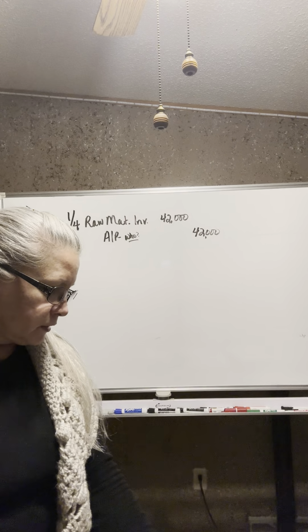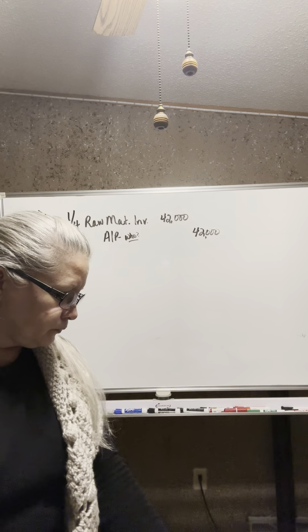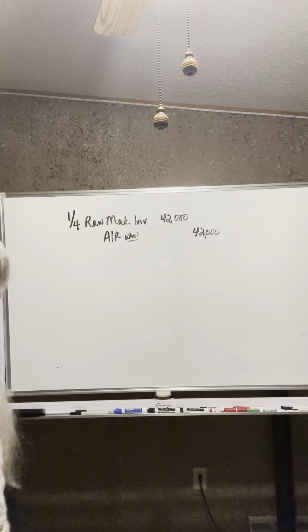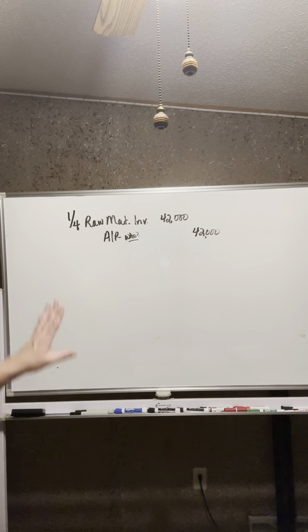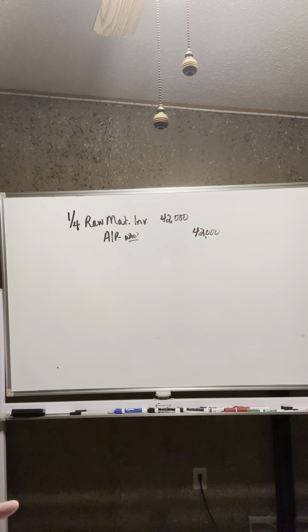Let's talk about the factory labor. Know for the test as far as raw materials goes, let's go there first. The cost of the raw materials purchased will go into that raw materials inventory when they're received. So you're going to order them. When you receive them, that's when you're going to do this journal entry up here.